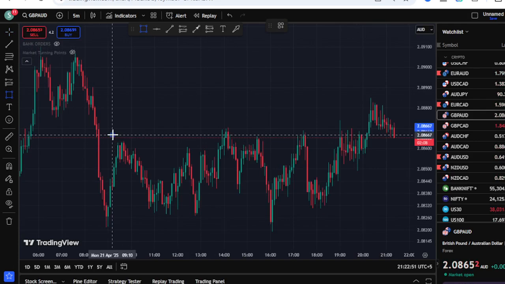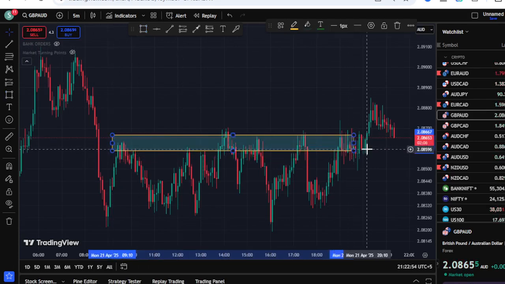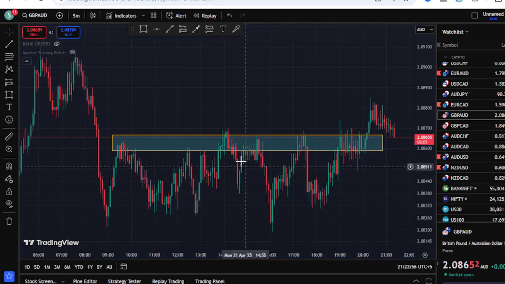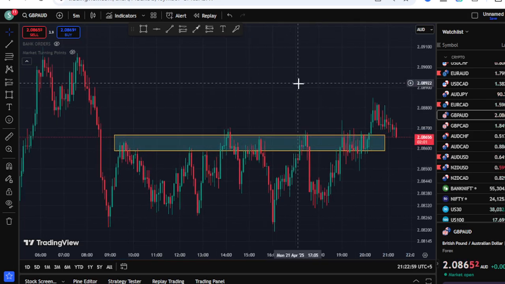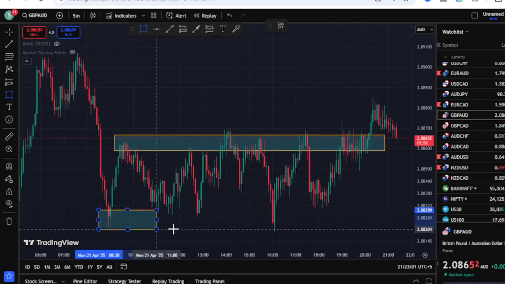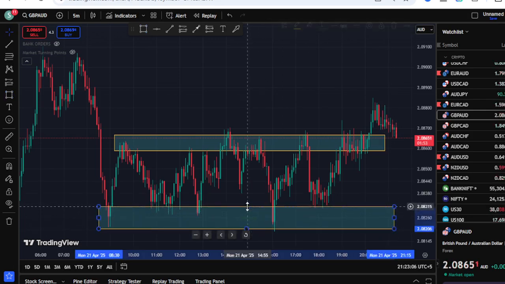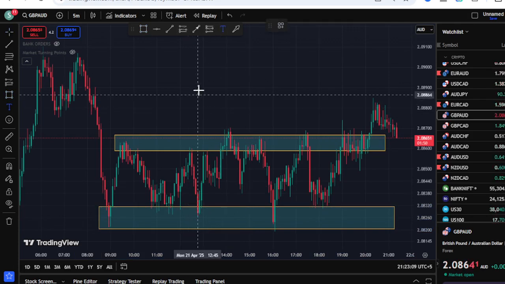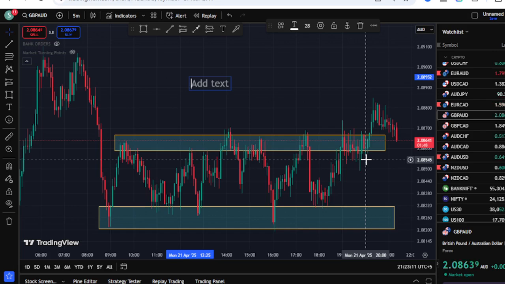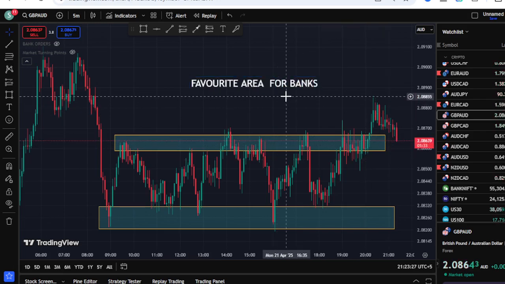So guys, now look at this. This level is the liquidity pool level, because there are many touches here. Even if you go back, this is the favorite area. If you see any type of activity like this on any chart, just note down my words. This is the favorite area for the banks, because this is the main point of interest for the banks. And now basically they create such a situation for you so that you can get trapped.